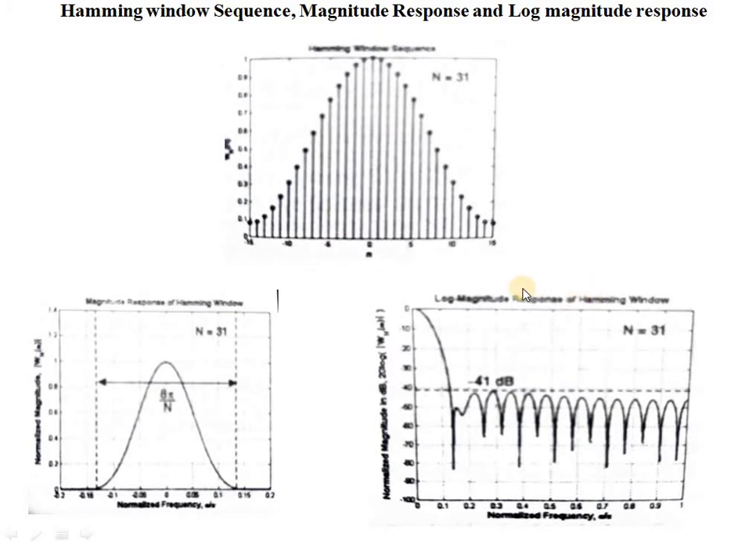The magnitude and the log magnitude response of the Hamming window for n equal to 31 depict that it reduces the side lobe magnitude while maintaining the same main lobe width equal to 8 pi by n.